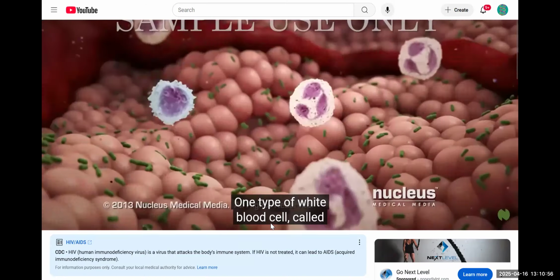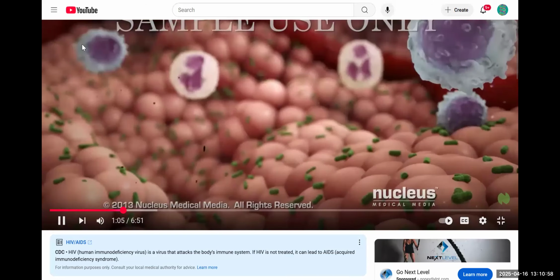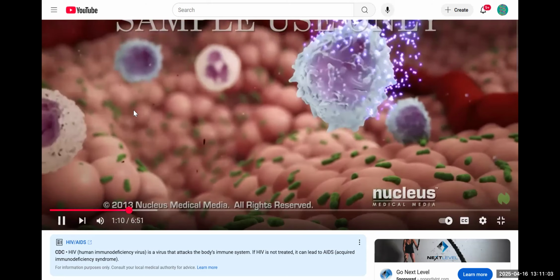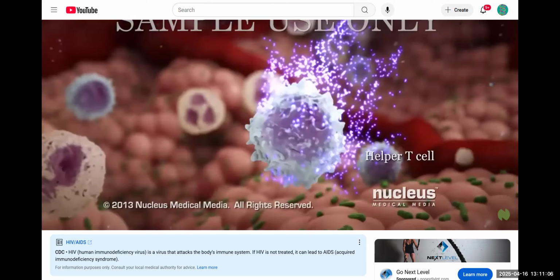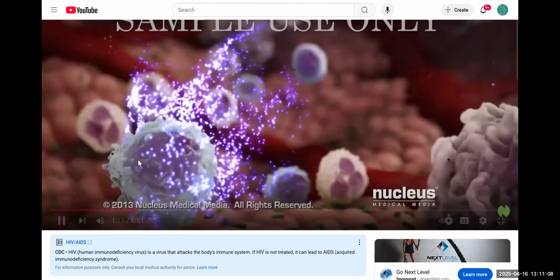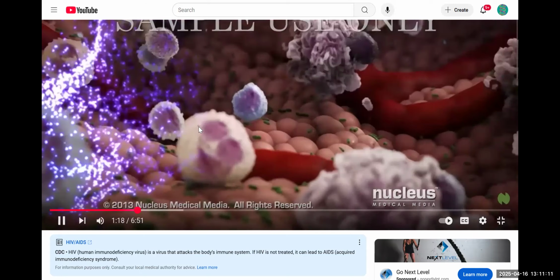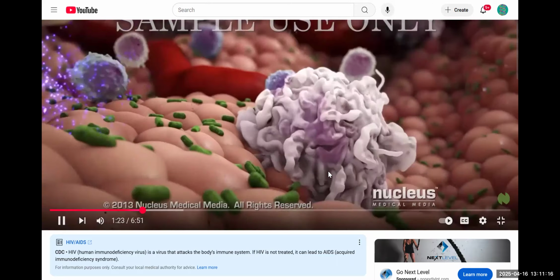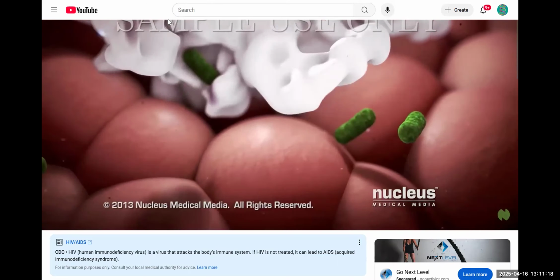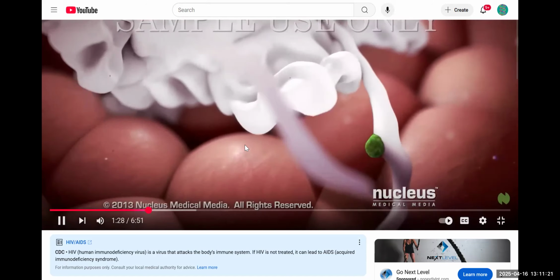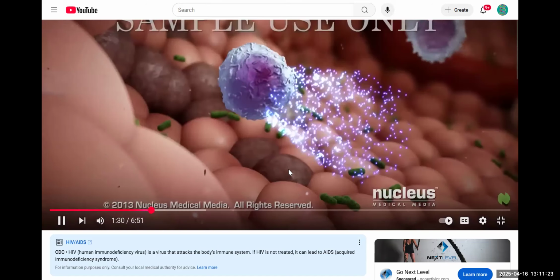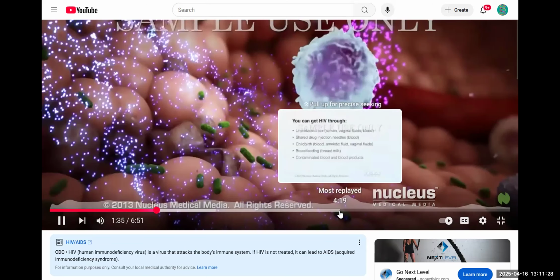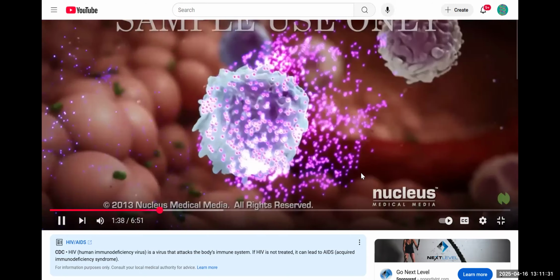The main function of the helper T cell is to release chemicals that attract other white blood cells to the site of infection to fight any kind of bacteria or virus. Other kinds of white blood cells multiply and create markers called antibodies that attach to the invader, marking them as a target for your immune system to destroy.